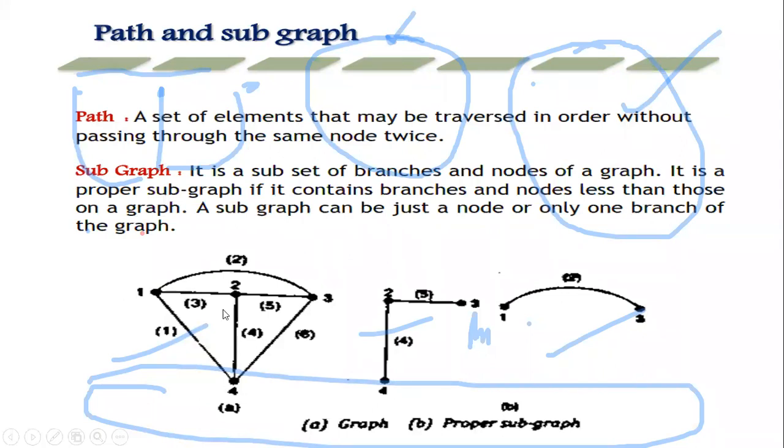Another important thing is subgraph. A portion of the original graph will be called a subgraph. So it should be containing branches and nodes less than those of the graph. So a subgraph should always have a smaller number of nodes and branches. Then only it will be considered as the subgraph of that original graph.